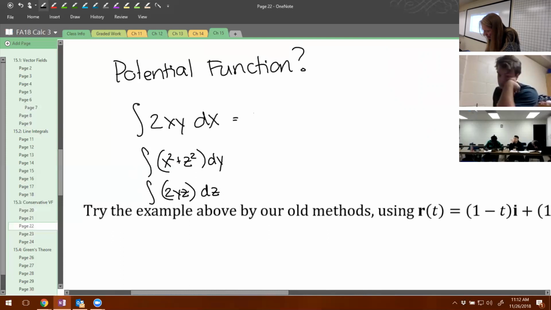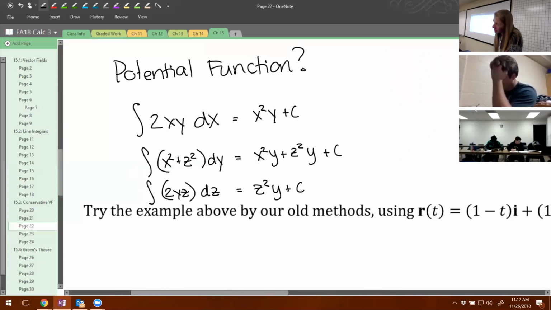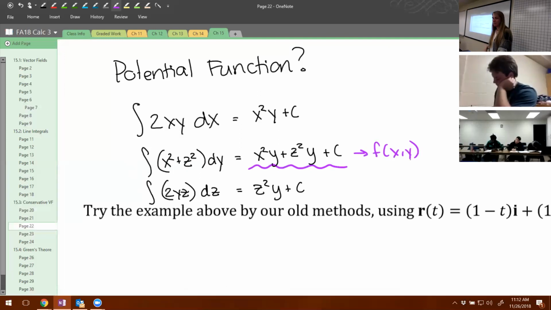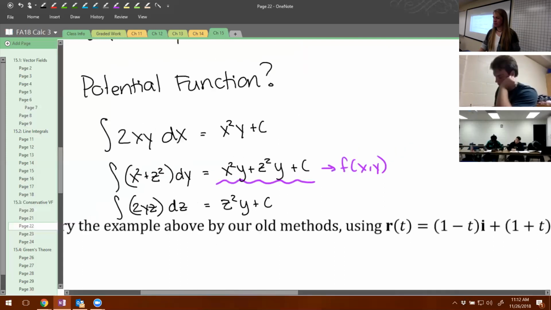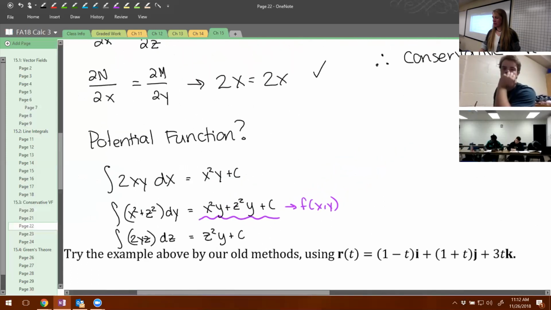So this guy gives us x squared y plus some constant. The second one gives us x squared y plus z squared y plus a constant. And the last one gives us z squared y plus a constant. So really this middle section right here, that is our potential function. Okay, that's got all the pieces. We've got the x squared y and the z squared y, just combine into one. And then what do I do with that information?